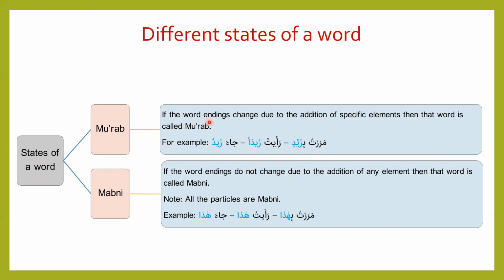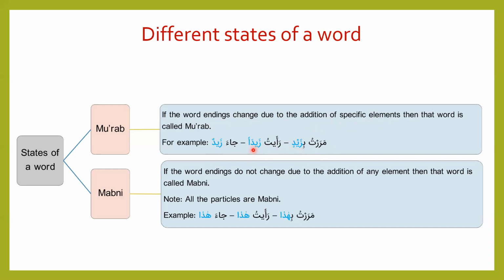It says that the word endings change due to the addition of specific elements. That the end of the ism, if you can see, dal is changing, the halat at the end is changing. Sometimes it is coming with kasra, sometimes it is coming with fatha, sometimes it is coming with zamma. And this changing is due to the addition of specific elements. These are the elements, for example, ba. Because of ba, Zaid at the end got kasra.